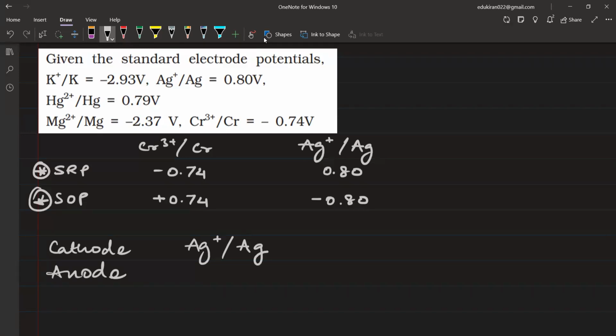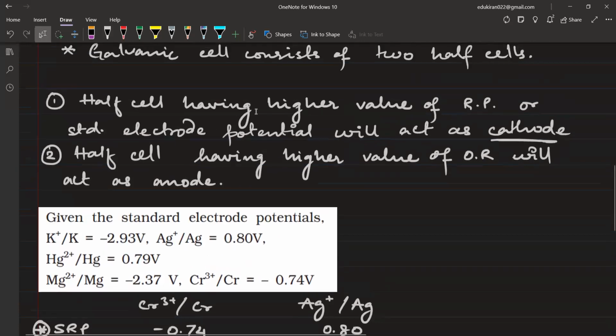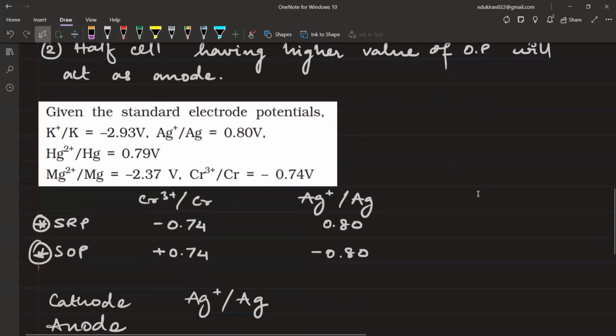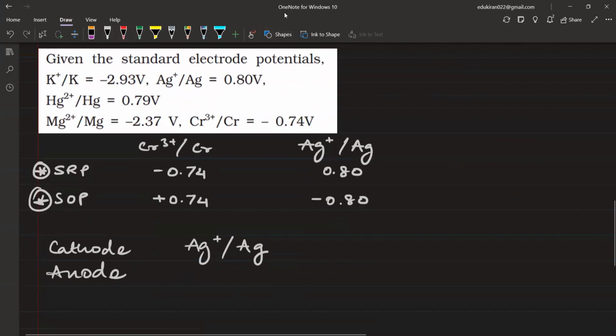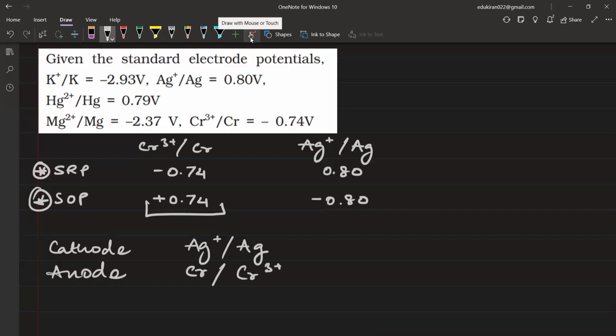Oxidation happens at the anode. Please see what we have written here: the half cell having a high value of oxidation potential. I wrote R by mistake, it is OP. The half cell having the higher value of standard oxidation potential will act as anode. 0.74 is the higher value. So what will be the anode? Cr to Cr3 positive.